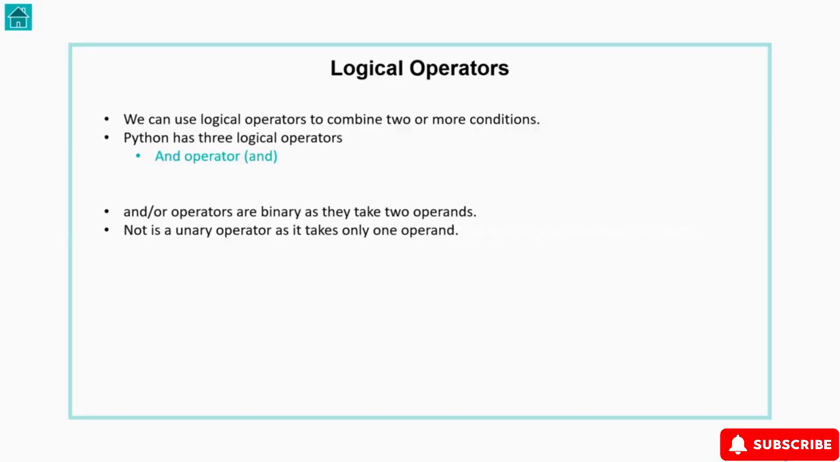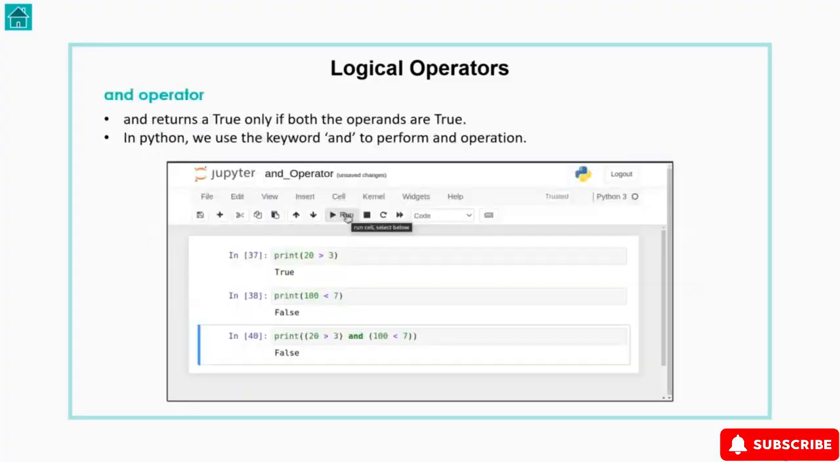Next up is logical operators. Logical operators are used to combine two or more conditions. There are three logical operators in Python: and, or, and not. Let's go through each one of these. An AND operator returns true only if all of the conditions are true. Otherwise, it returns false. Let's have a look at an example.